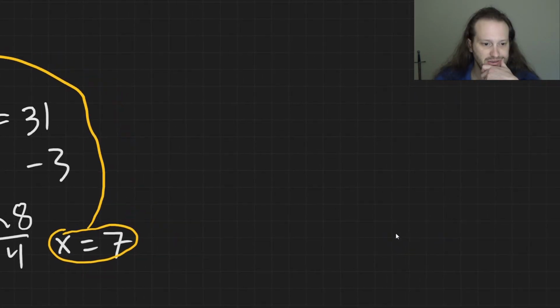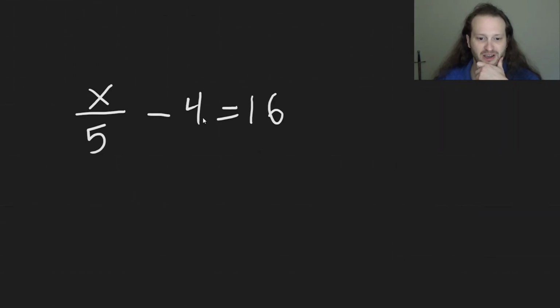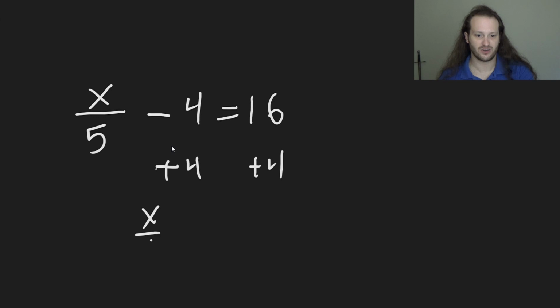I can do another example if you guys want. I guess you don't have a choice because I'm just going to do it anyway. x divided by 5 minus 4 equals 16. So what's the weakest bond attached to the x? This 5 is attached to it by division, this 4 is attached to it by subtraction, and 16 is on the other side where it belongs. So here, it's this subtraction. So we want to do the inverse operation of subtraction, which is addition. So we're going to add 4 to both sides. So we get x divided by 5 equals 20.